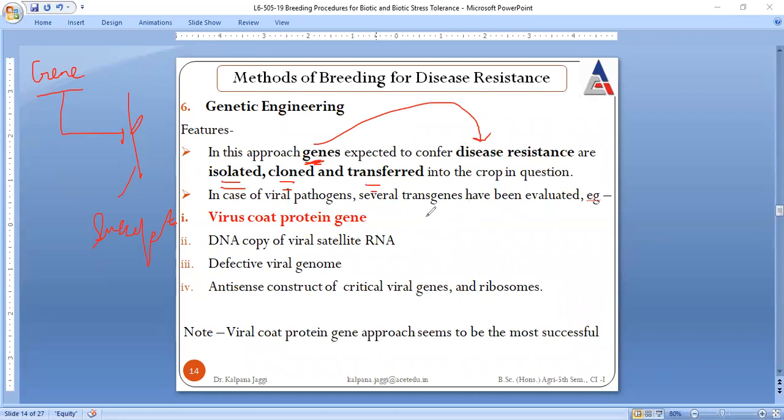Several transgenes have been evaluated, like virus coat protein gene, DNA copy of satellite RNA, defective viral genome, antisense construct. So these are certain genes. Now the gene that is being transferred will be called a transgene, right? So these transgenes have been evaluated, and out of which this one is the most successful one.